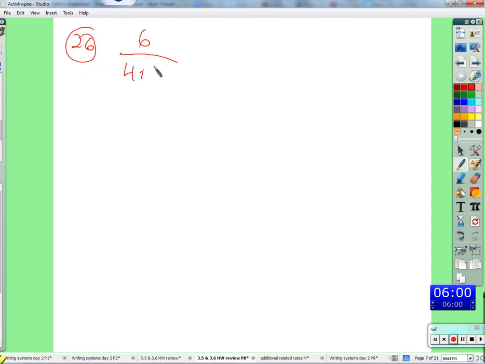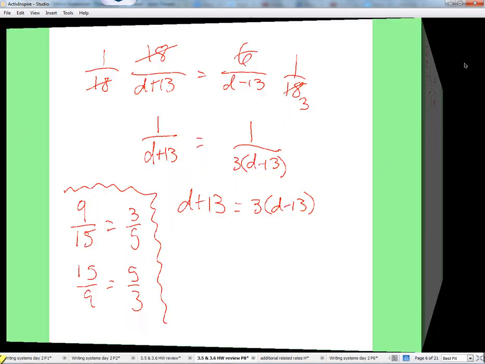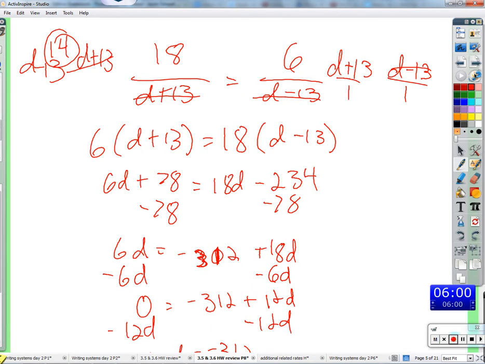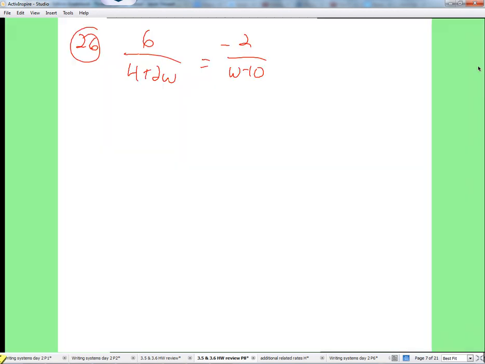6 over 4 plus 2w. Well, there's a whole lot like this one, so we're going to approach it in a lot the same way.